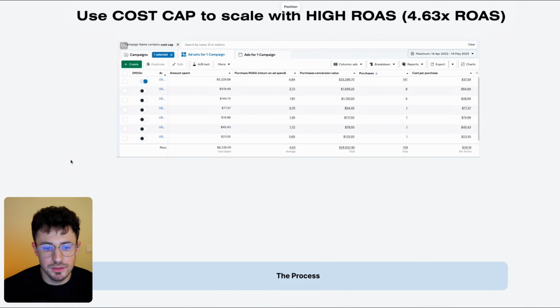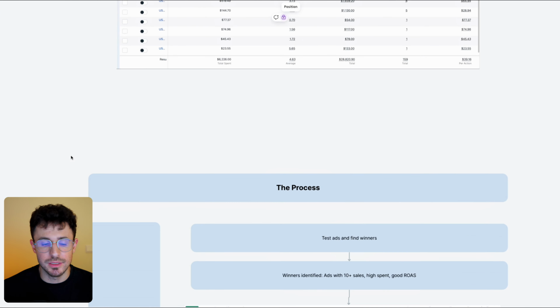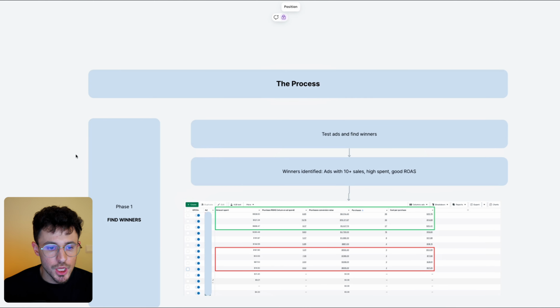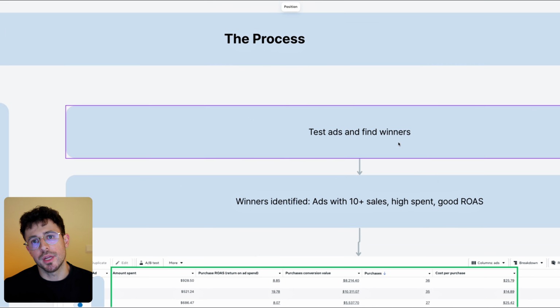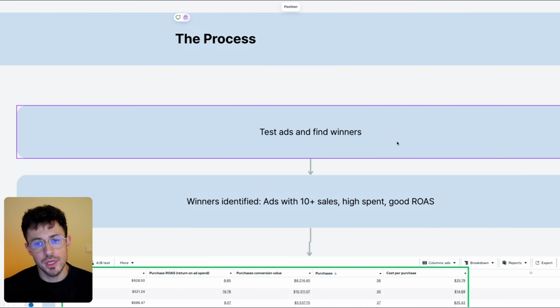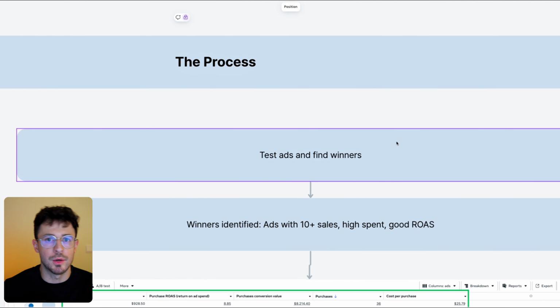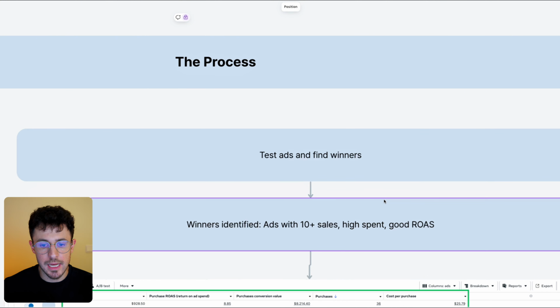The actual process is divided into 3 different phases. The first phase is to find winning creatives, because winning creatives are those that allow us to properly test the cost caps that we can then use to scale more. So the usual process: we need to test and find winners. We need to identify winning ads. And just so you know, winning ads are ads that have more than 10 sales, ideally, with a high amount of spend and high return on ad spend, which is above your target.